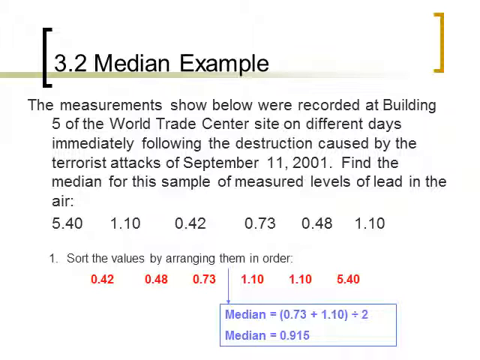To find the exact middle, I have to add 0.73 and 1.10, and I divide that number by 2. So we're finding the average of the two middle numbers. If you're typing this in your calculator, you do need to put the parentheses around the 0.73 plus 1.10 before you hit divide by 2. So the median is 0.915.